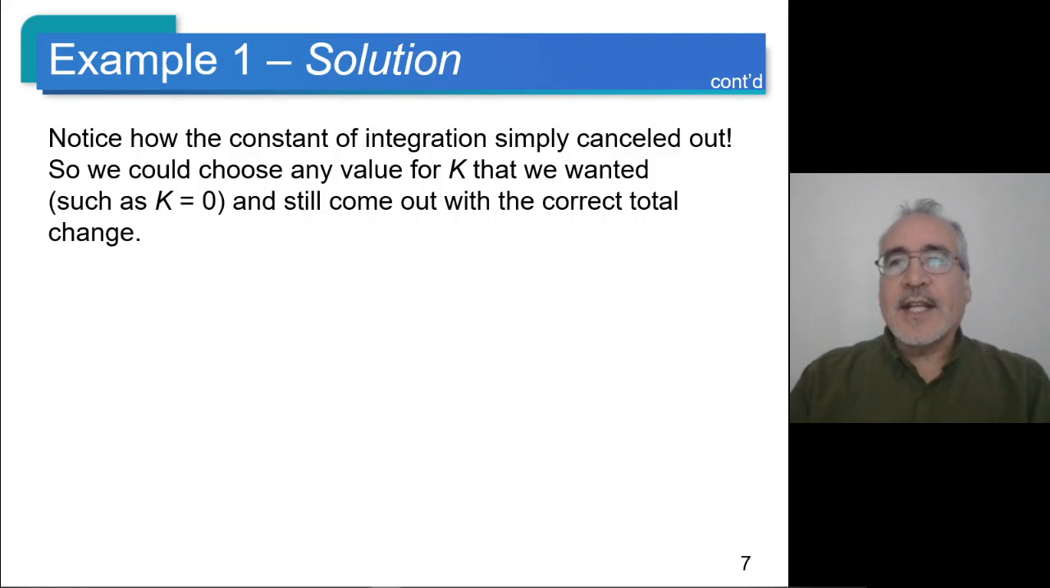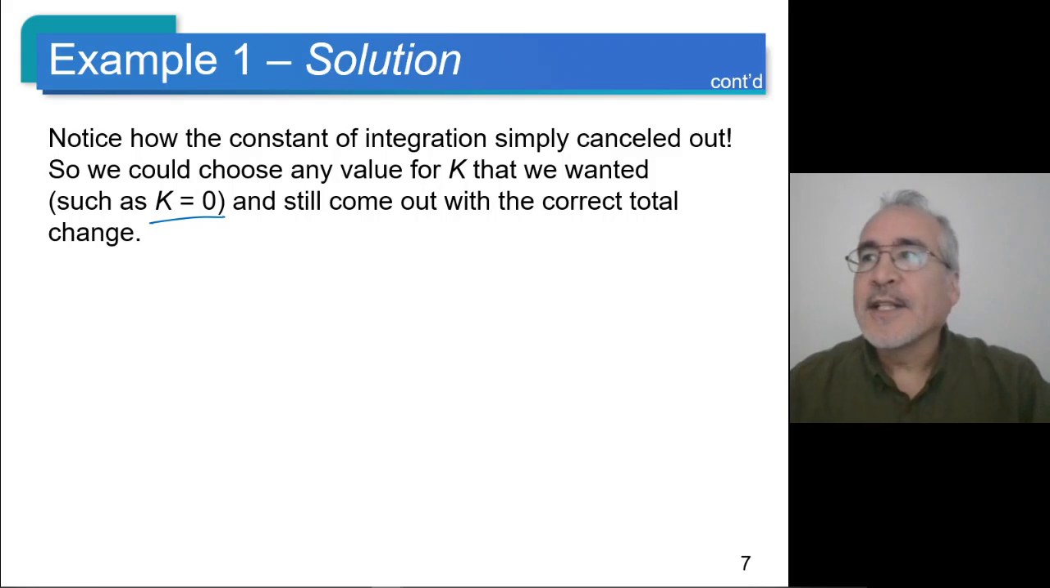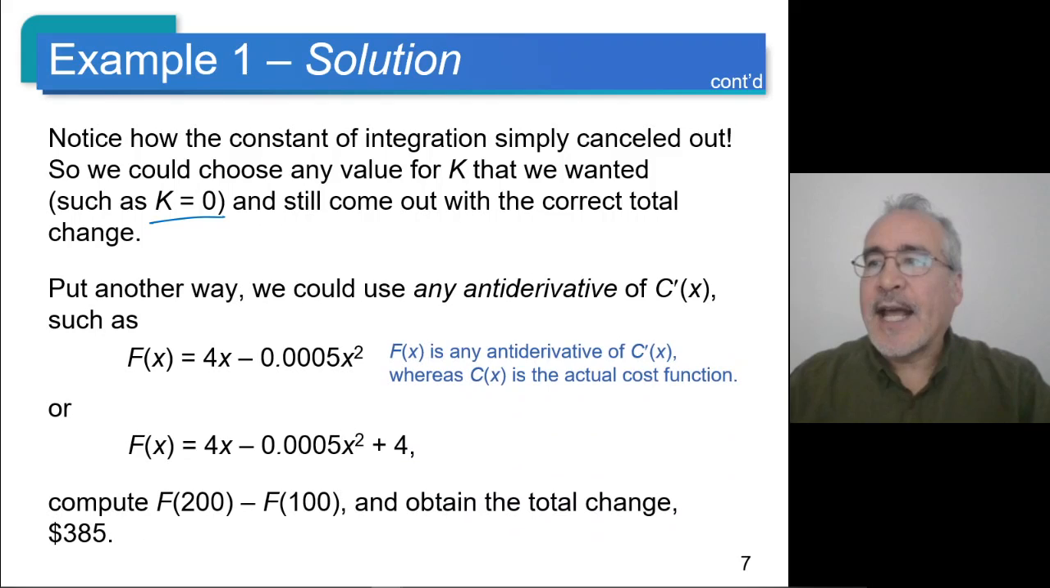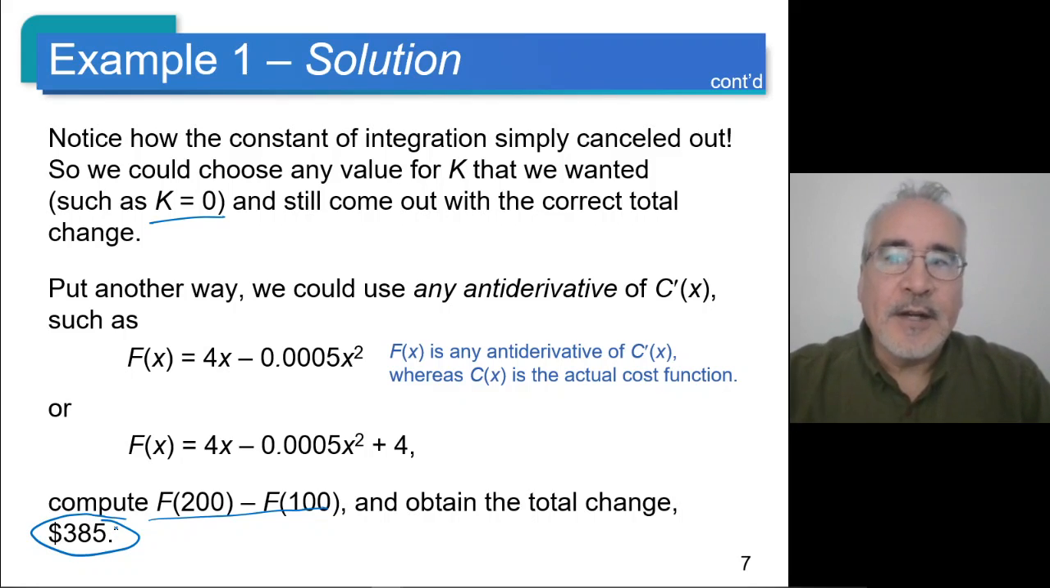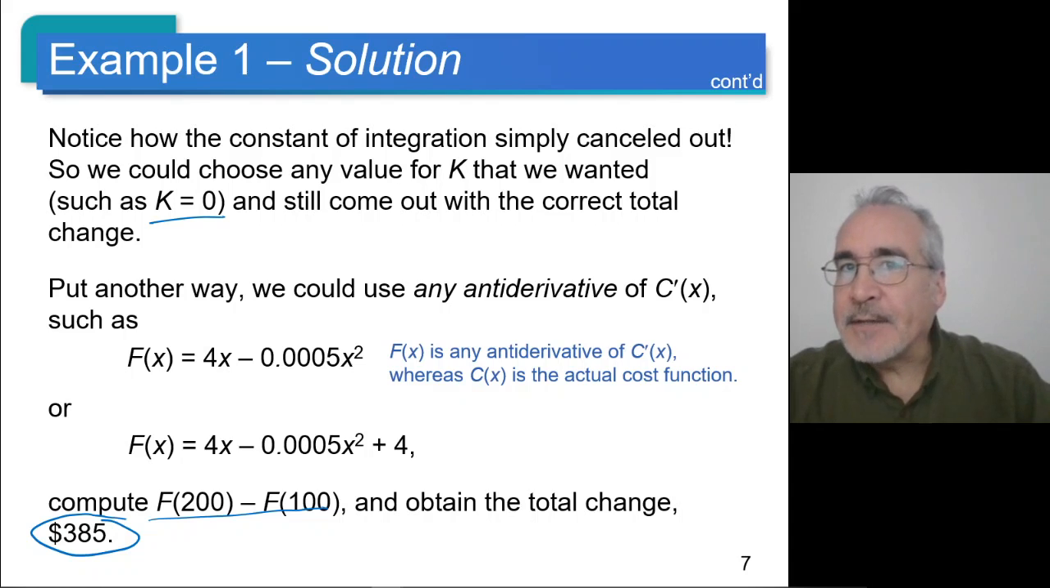So this is just getting us to say that the constant doesn't matter if k was 0, if it was 1 billion, 1,000,000, 1 trillion, 24, it's going to cancel out. So we could really use any of these functions. So we could use this one, which is plus 0, this one, which is plus 4. When we do our calculation, they are all going to give us the correct answer of 385, which is the difference in cost going from 100 to 200. So for these type of questions, we integrate.